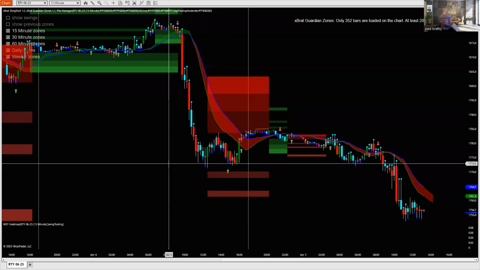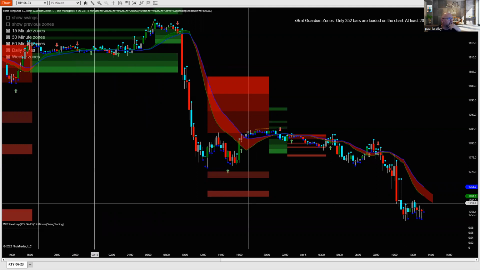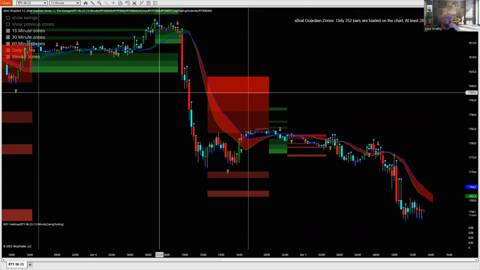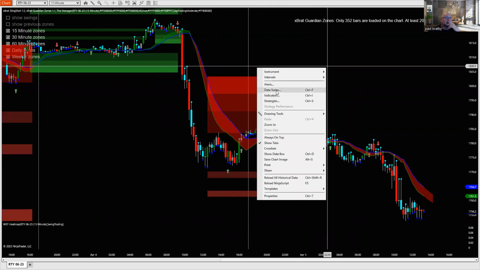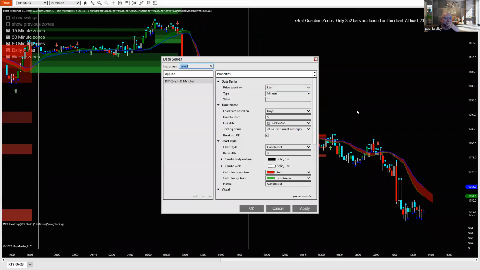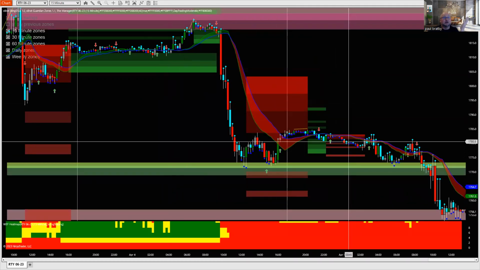I haven't got the heat map on this chart. I've got it for swing trading at the moment. The data series isn't far enough back. I'm only on 5 days, you see. So I need to go bars 2001 and click apply, and then it'll just do all the calculating. Okay, there you go.